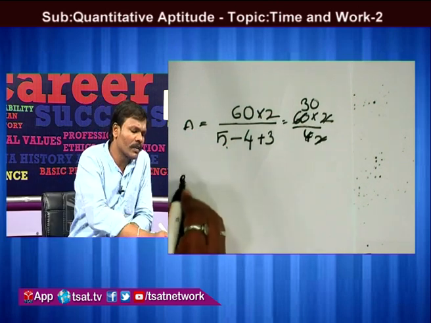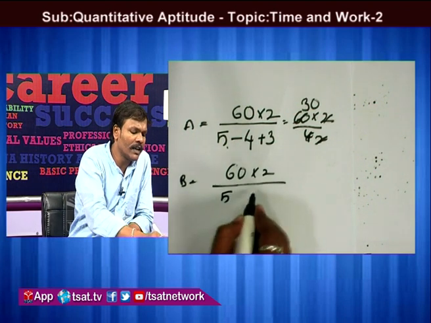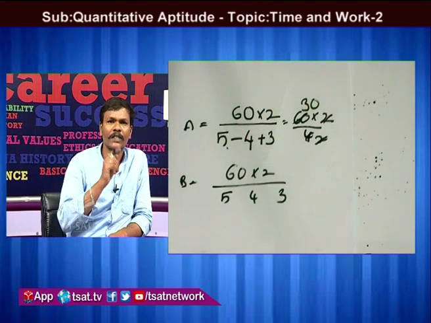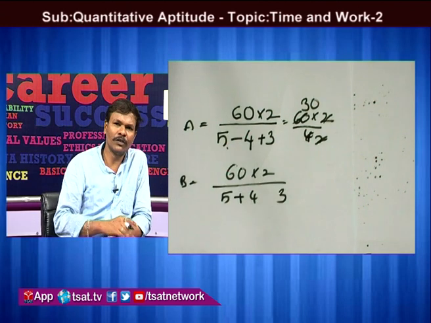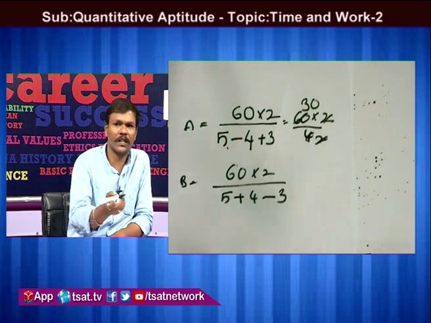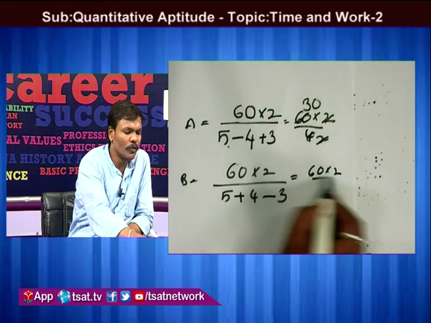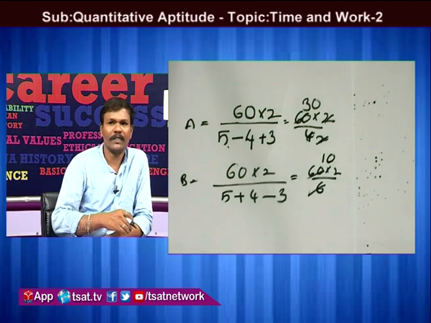The same B, in that means 60 into 2, again 5 4 3, where we have the B? We have the B in first case, we have the B in second case. So, first and second are positive, we do not have the B in last case, will be negative. Simply 60 into 2 by 5 plus 4 9, 9 minus 3 6, 6 10s are 20.